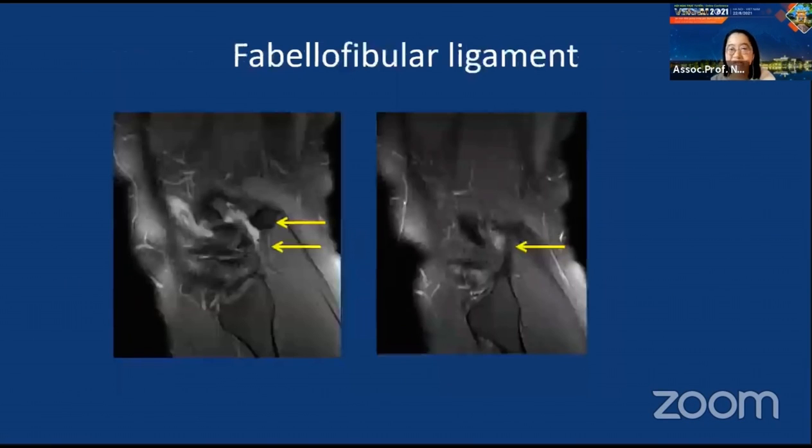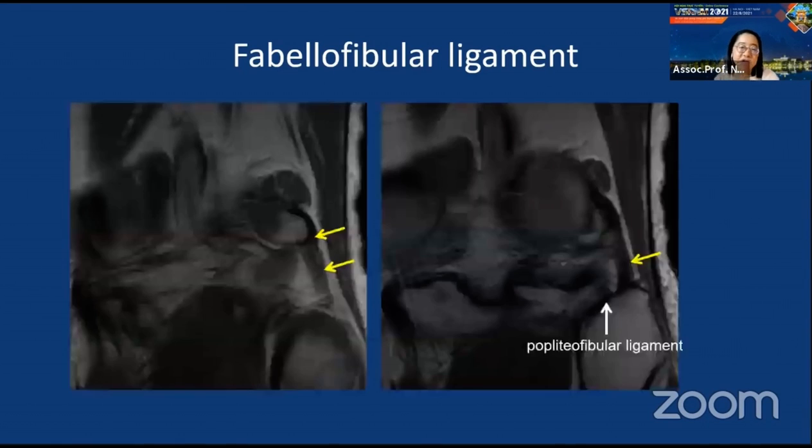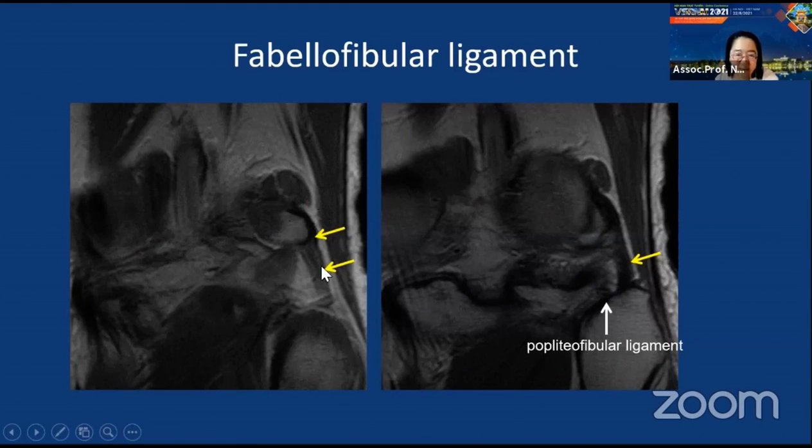If you're lucky enough to see this structure, first of all, try to look at the fibula, and this will go down to the tip of the fibular styloid. And this is how to identify it on the coronal view: the big fibula bone, and then the ligament is here, and it will go lateral to the popliteofibular ligament.